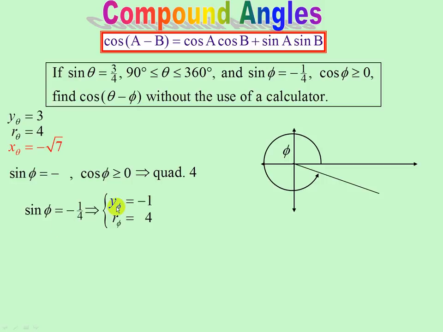This tells us y is negative 1, r is 4. Why not 1? Why 1, r negative 4? Quite simply because r is always positive. There is the r value there. There is the y value there.